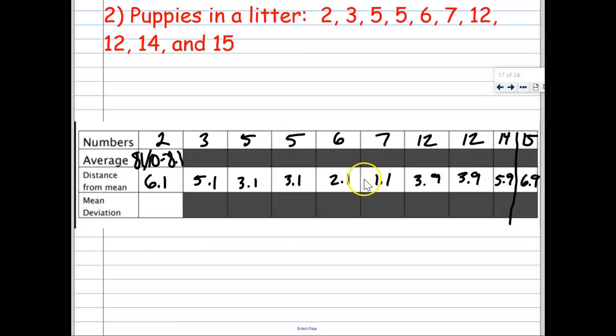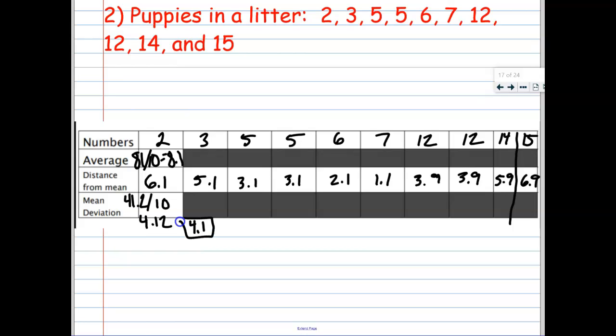And now the last thing we need to do is find the average of all this business right here. So I'm going to use my calculator and add all this up. All right, my Dollar Tree calculator told me I got 41.2. I hope that's right. I divide by 10, and I get 4.12. And let's just round it to the nearest tenth, shall we? And we're going to get 4.1 as our MAD.